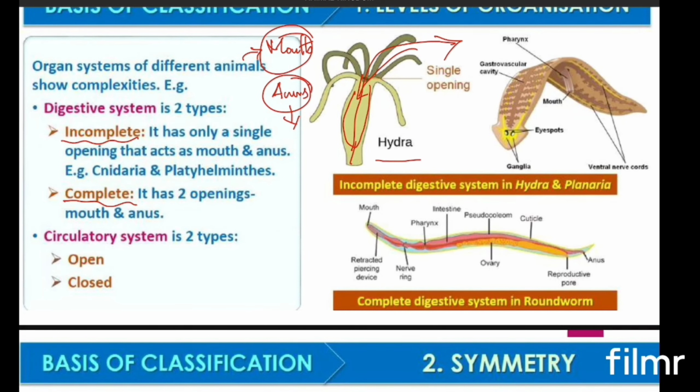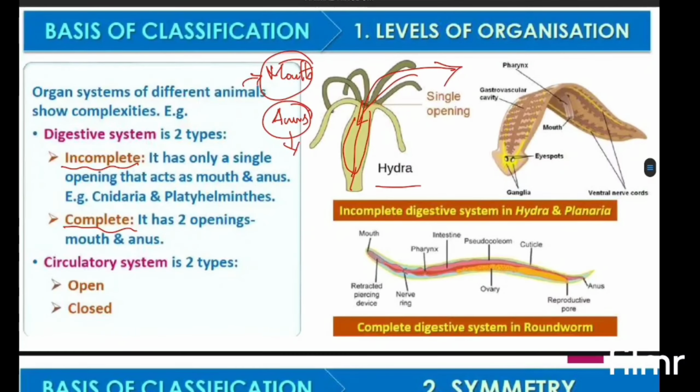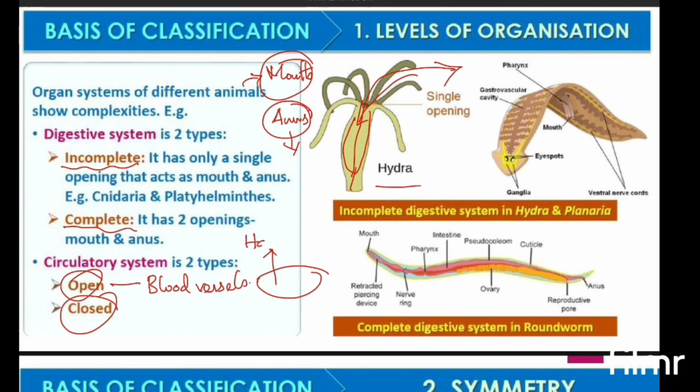Now the circulatory system also, the same way, you can divide into two parts, the open circulatory system and the closed circulatory system. What is the specialty here? In the open circulatory system, there are no blood vessels. There is a very large cavity, which is called the hemocoel, in which the blood is filled. All the organs are immersed in this cavity, and direct exchange, diffusion of oxygen and all other things happens here.